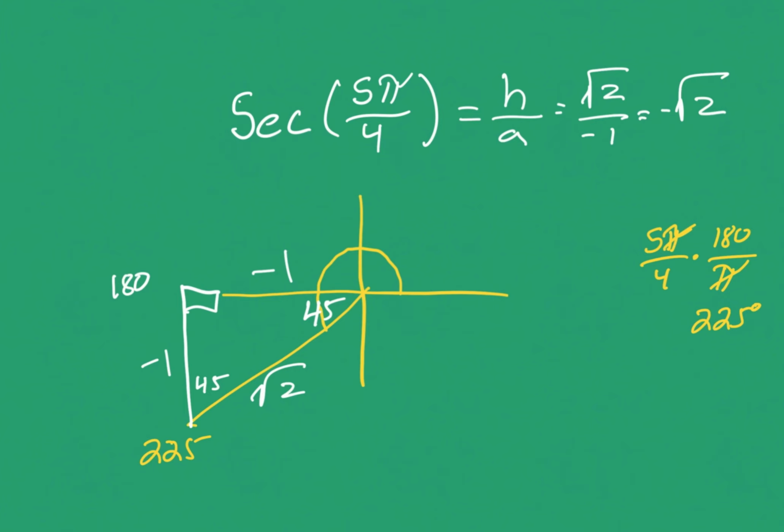Secant is hypotenuse over adjacent. Hypotenuse is the square root of 2 over -1, and then that just reduces to negative square root of 2. Okay, so that's exact trig ratios, both degrees and radians. Yesterday was degrees, today was radians.